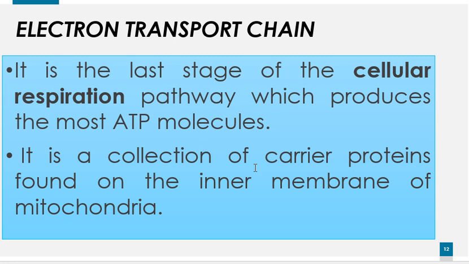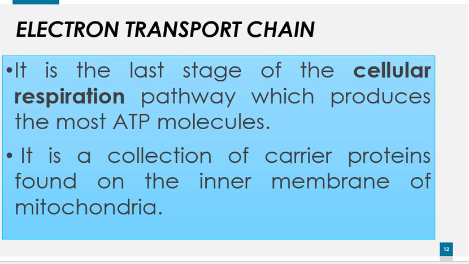So it is a collection of carrier proteins. These are the proteins that carry or pass along electrons. So take note from the word electron transport chain. Chain means one after another, linked together. So they transport or carry electrons to produce ATP molecules.